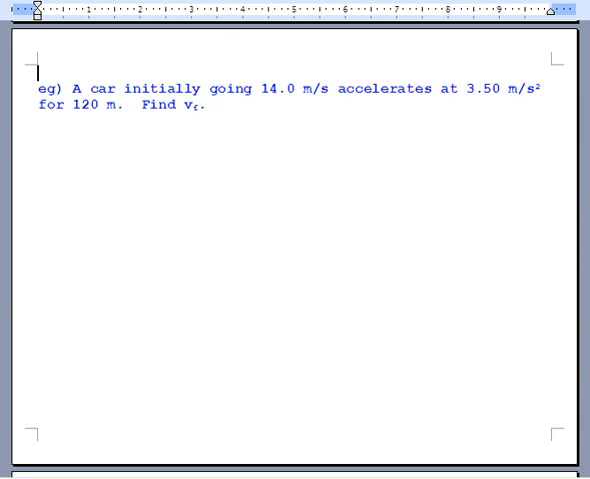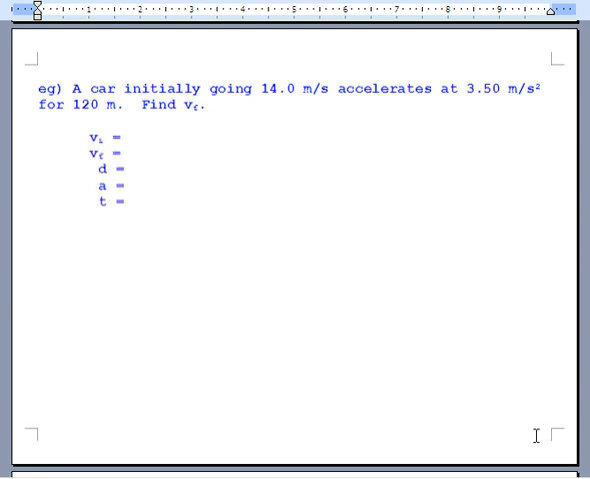Again, feel free always. Read this word problem, but don't write it down word for word necessarily. You can shorten it up for yourself if you want. We've got a car initially going 14 meters per second. Maybe it's going to pass somebody and it accelerates at 3.50 meters per second squared for 120 meters. Find VF. How fast is it going at the end?